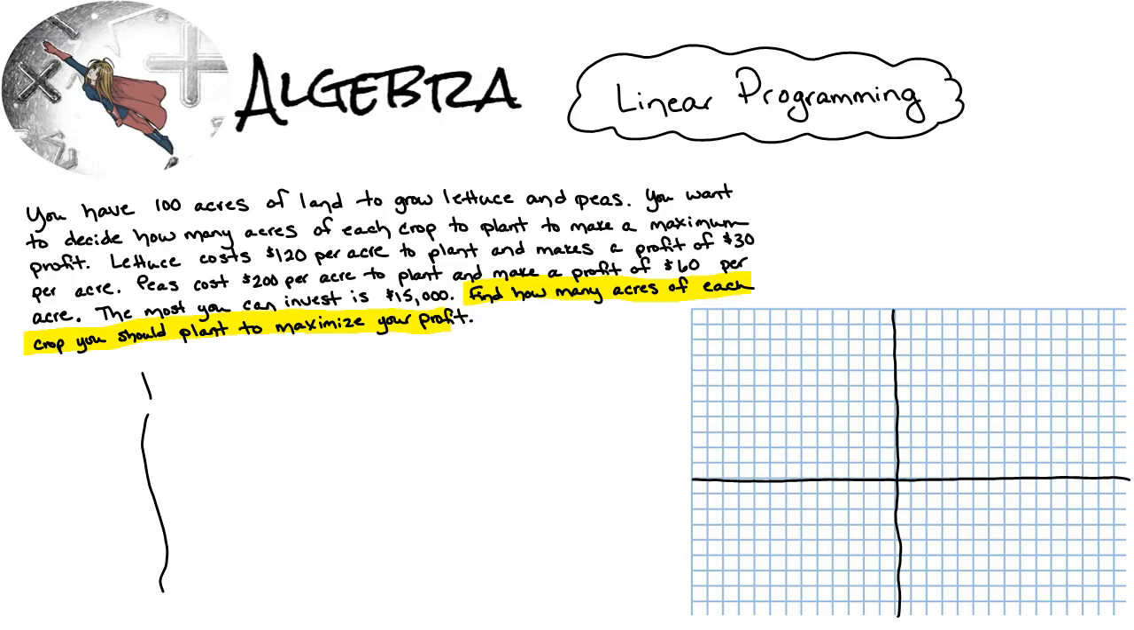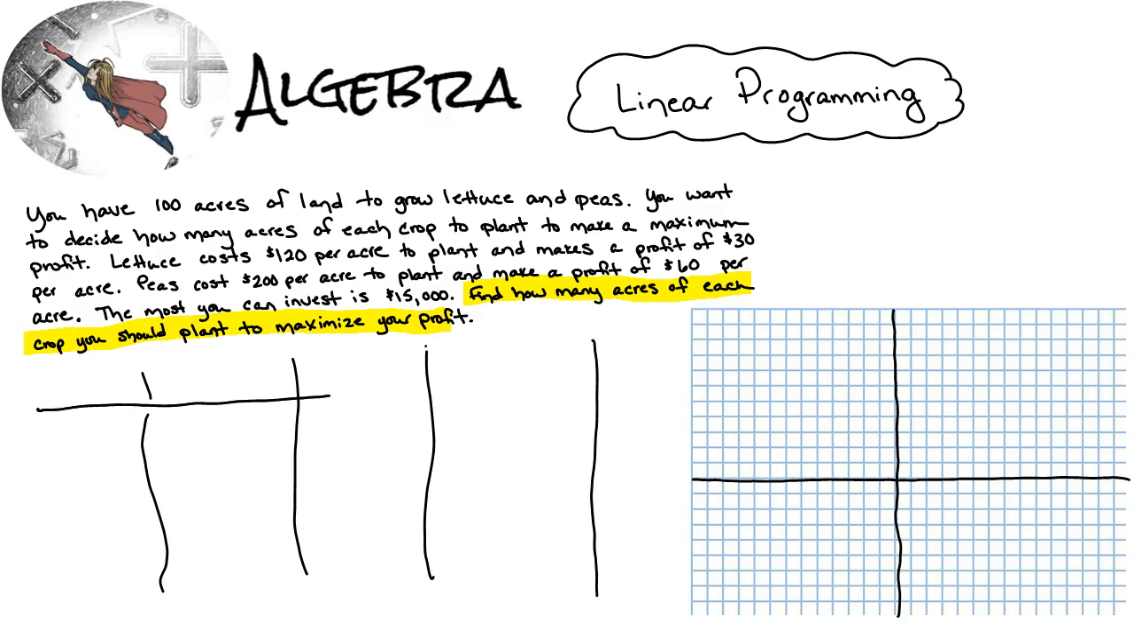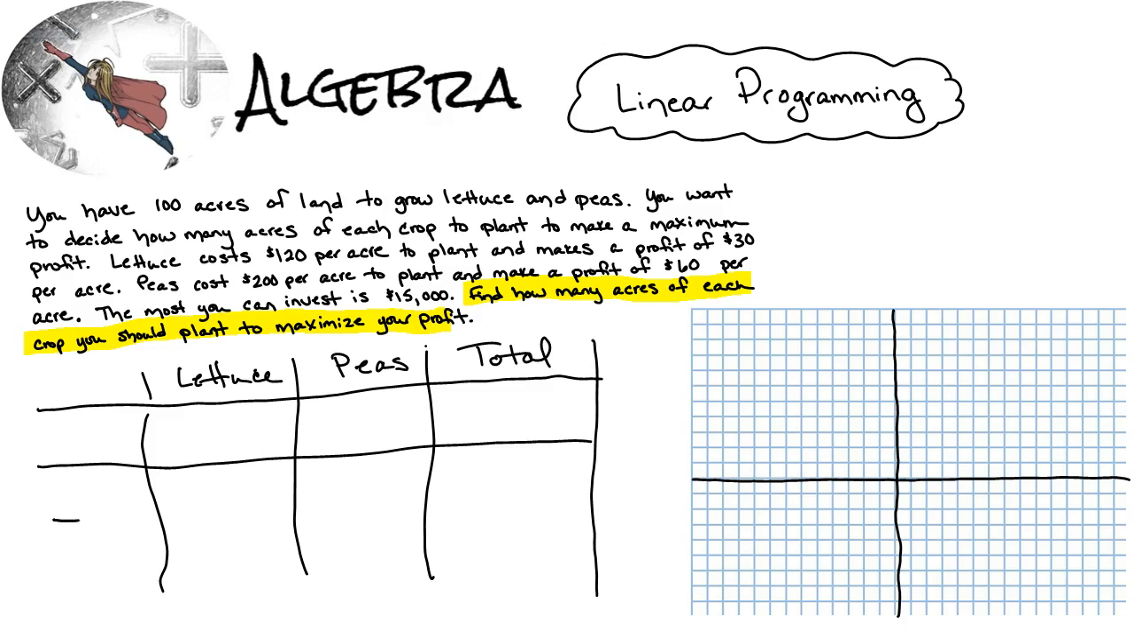And what I do with these problems to keep everything really organized is I make a chart. And at the top of the chart, I always put the variables. So we have lettuce, and we have peas, and then I always put the word total into the last column like this. And then I make a few extra rows. So we're going to have to fill in some numbers as we go along.